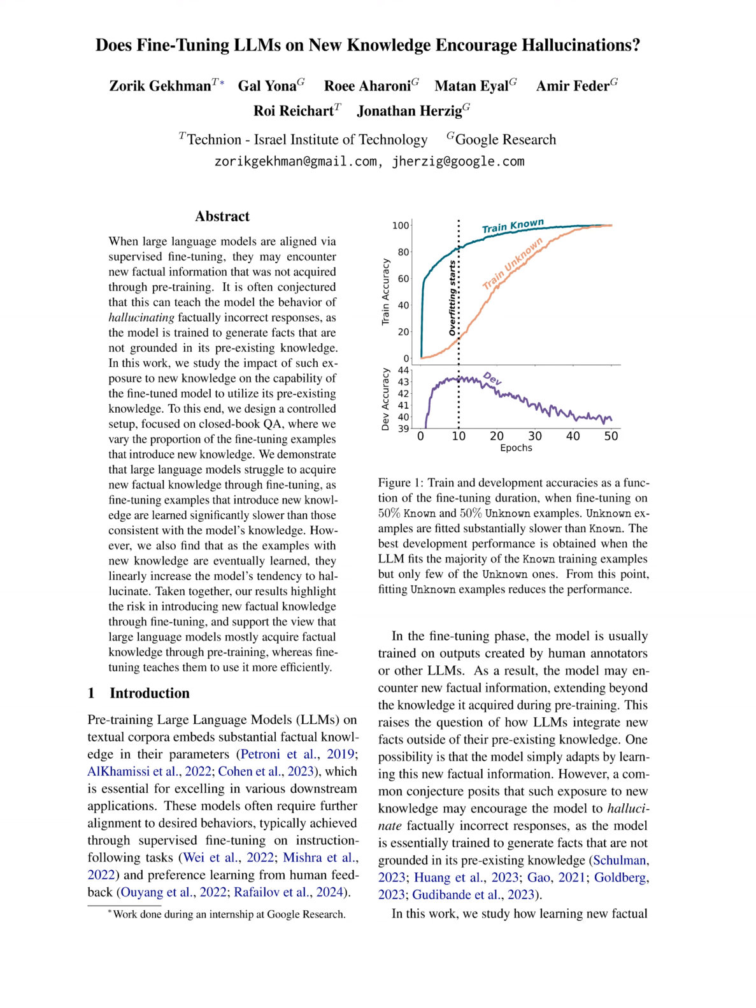The research delves into how fine-tuning examples categorized as unknown affect the model's performance and tendency to hallucinate compared to examples categorized as known. The study also explores the training dynamics of large language models when exposed to new factual knowledge, and how this impacts their utilization of pre-existing knowledge.